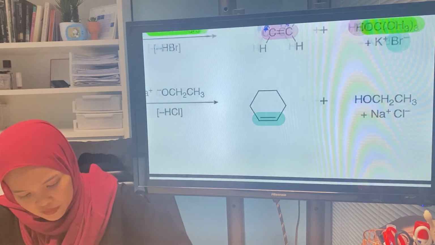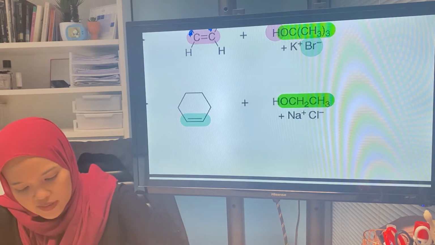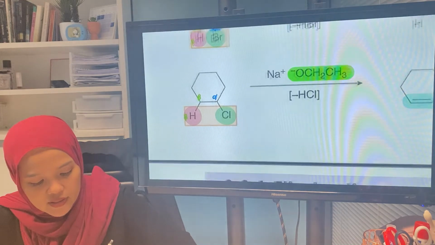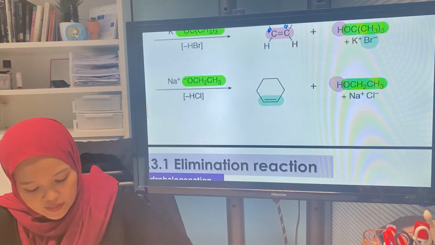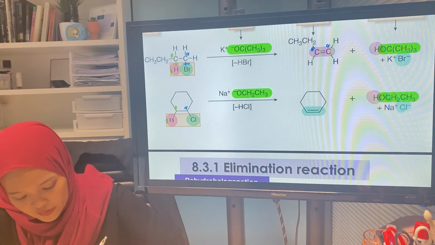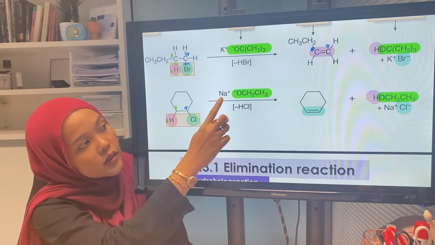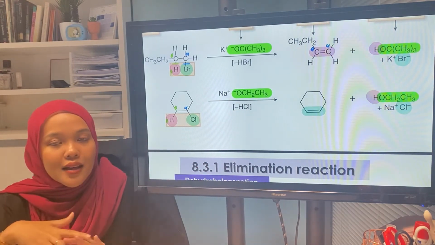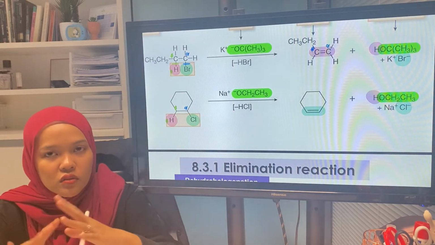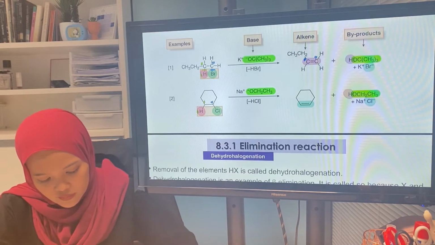Sorry, let me change the color. Okay, this one. The OCH2CH3 is going to take the hydrogen, you see, which is the beta hydrogen. Now what happened to the Cl? Cl will be removed. Sometimes in the question we can just give this one, and we don't give you the sodium plus. That's nothing to worry about. You just leave the Cl minus as Cl minus. No need to write Na plus and Cl minus. All right. So next one.